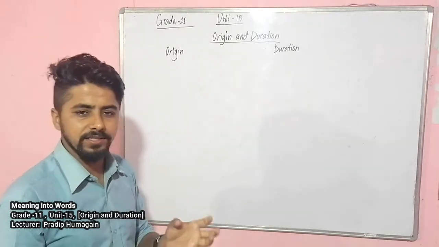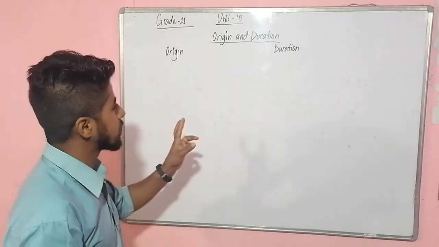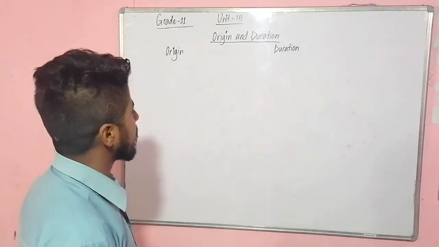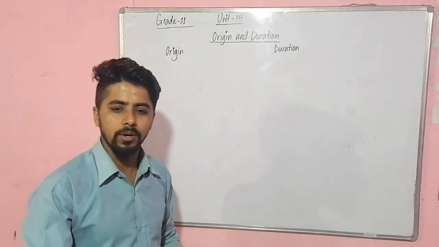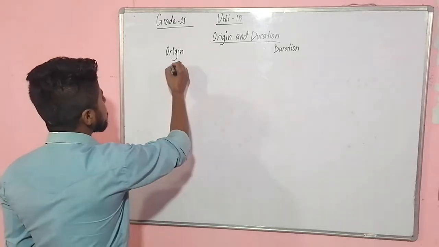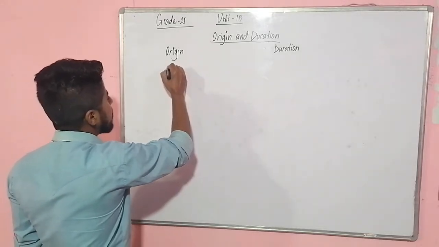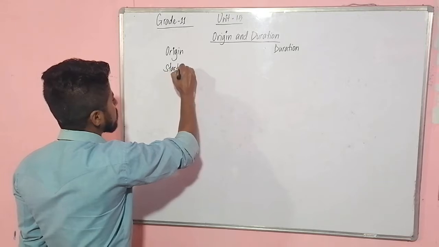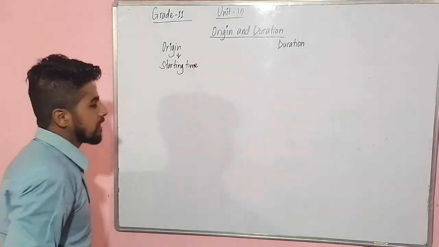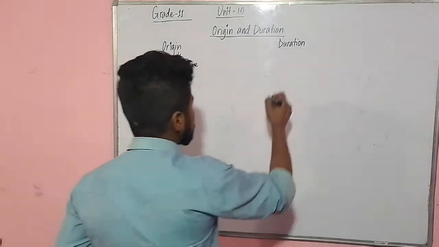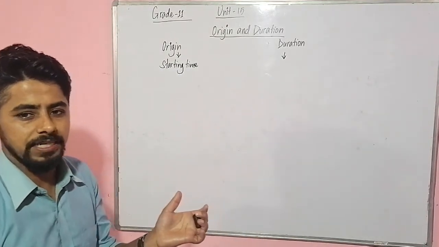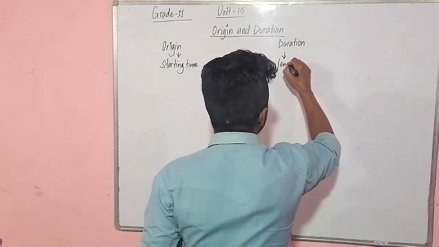So origin and duration. First of all, before starting this unit, I would like to tell you something about these two terms, origin and duration. In grammatical terms, what does origin refer to? And similarly, what is duration? Let's take a look here. Origin specifically is the starting time of anything. Listen carefully. Origin is a starting time, whereas duration means length of time. It is length of time.